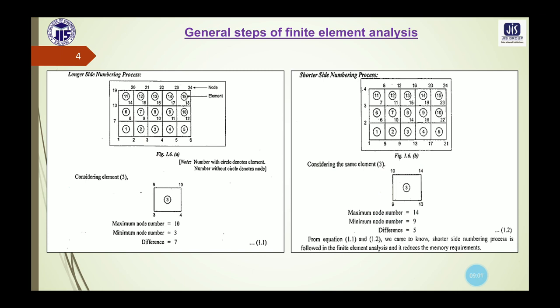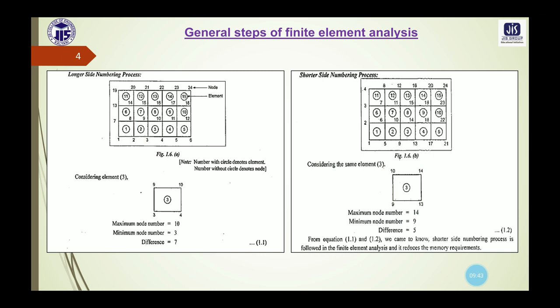Now if we consider the element number 3, this rectangular shape element has its nodes numbered as 3, 4, 10 and 9. Now among these 4 different nodes, the maximum node number is 10, the minimum node number is 3, and the difference of this maximum node minus minimum node number is actually 7. So this is in case of the longer side numbering process.